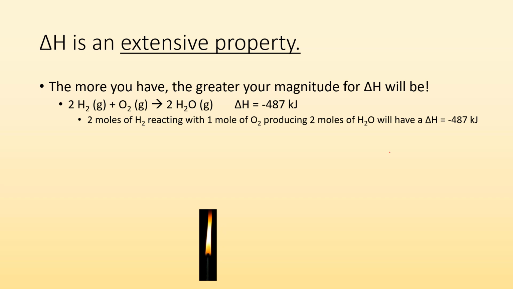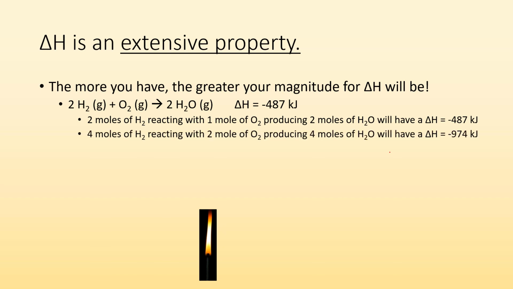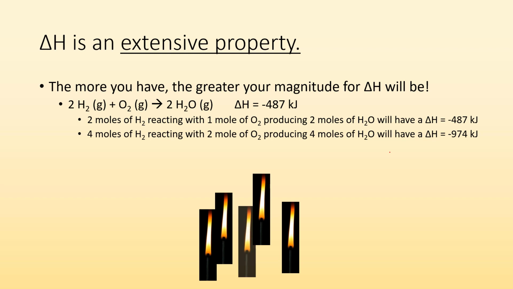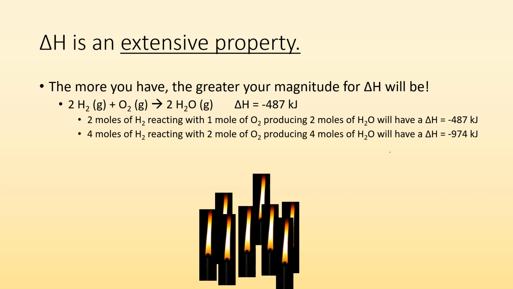So if I had 2 moles of H2 reacting with 1 mole of O2, making 2 moles of H2O, I'd have DeltaH of negative 487 kilojoules. But if I had twice of that going on, and if instead I had 4 moles of H2 reacting with 2 moles of O2 making 4 moles of H2O, my DeltaH is going to be twice that, right? The more I have, the greater the value is going to be. So it matters how much you actually react, right?